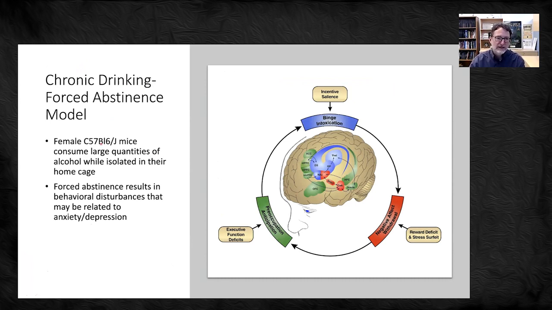And so just to summarize, with the CDFA model, female C57 black 6 mice consume large quantities of alcohol when they're isolated in their home cages. And forced abstinence from this alcohol access results in behavioral disturbances that may be related to anxiety and depression, and therefore may be related to this negative affective withdrawal phase that we are interested in.